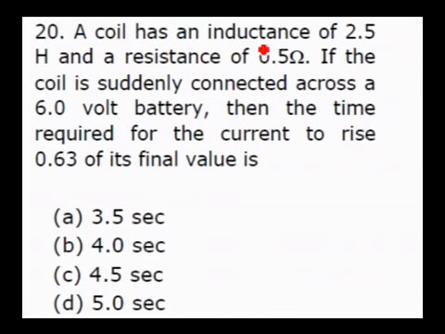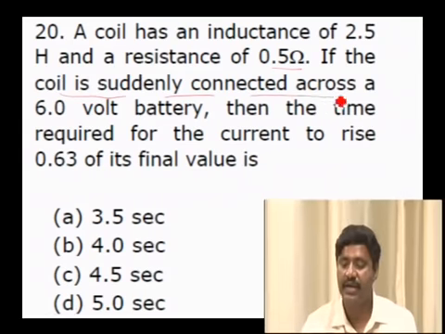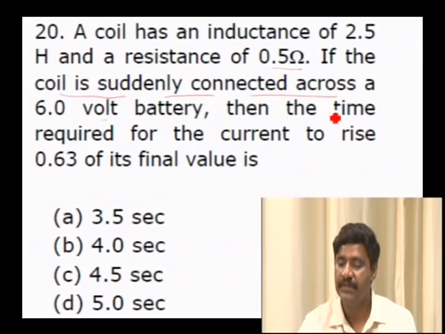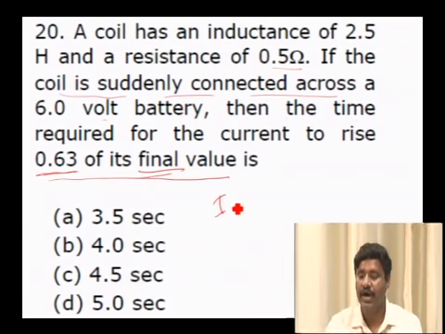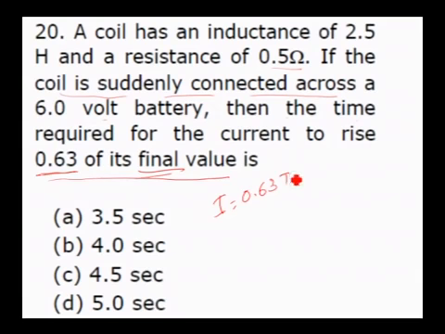Now, a coil has an inductance of 2.5 Henry and a resistance of 0.5 ohm. If the coil is suddenly connected across a 6 volt battery, then the time required for the current to rise to 0.63 times its final value. This is the same as the previous question, but there it was decay; here the current is increasing up to 0.63 times of its final value, I becomes 0.63 times I naught.